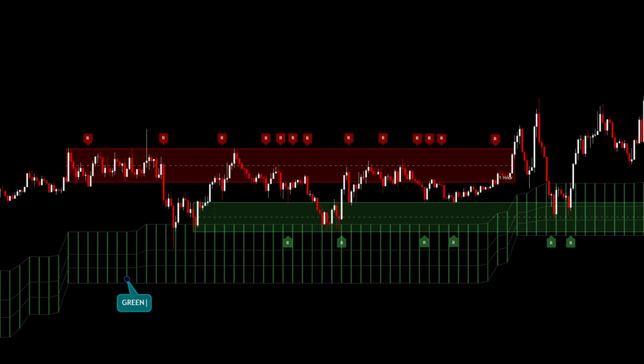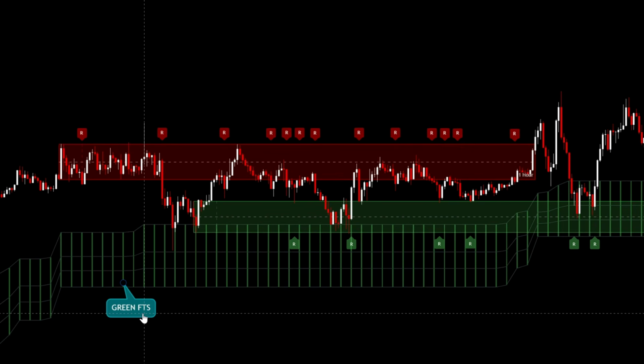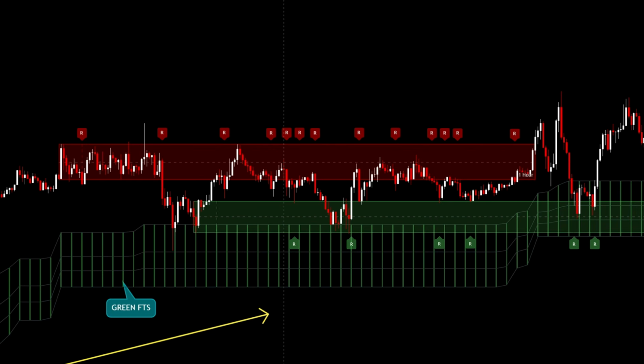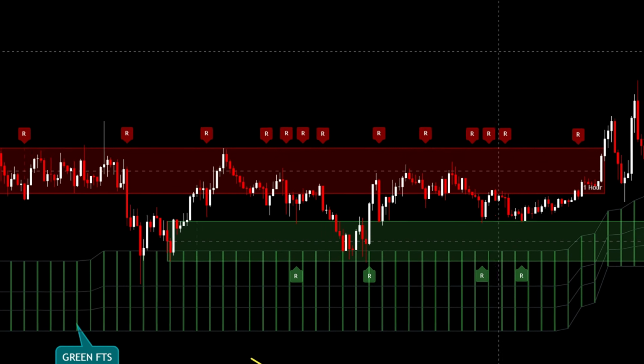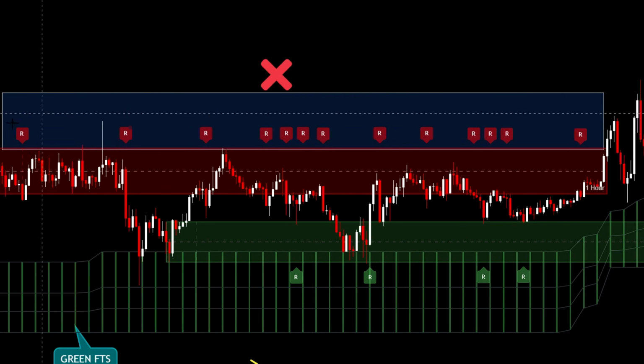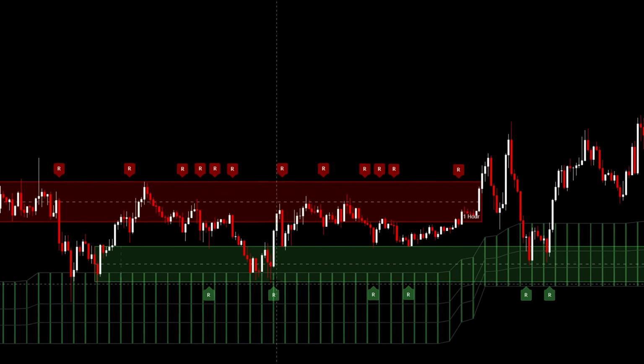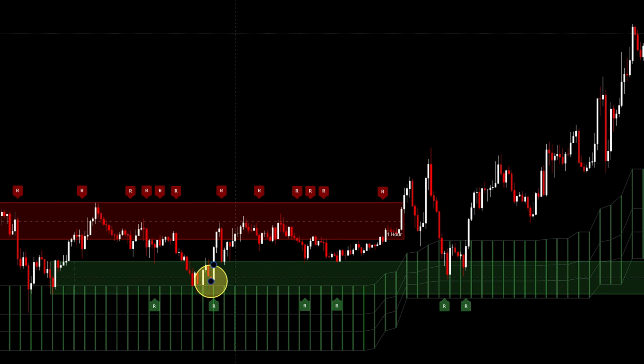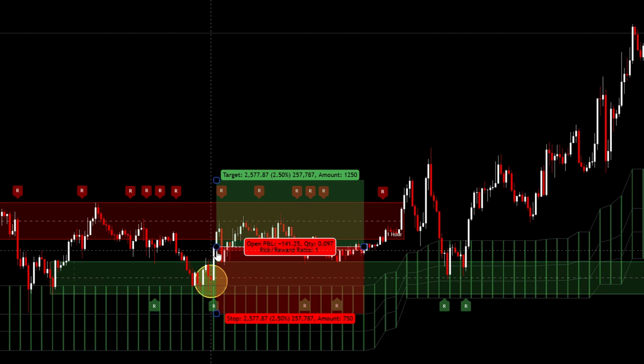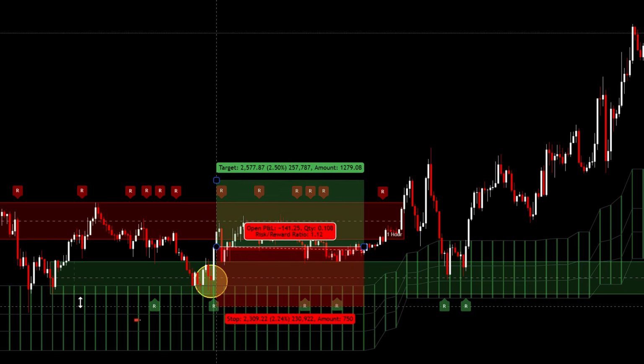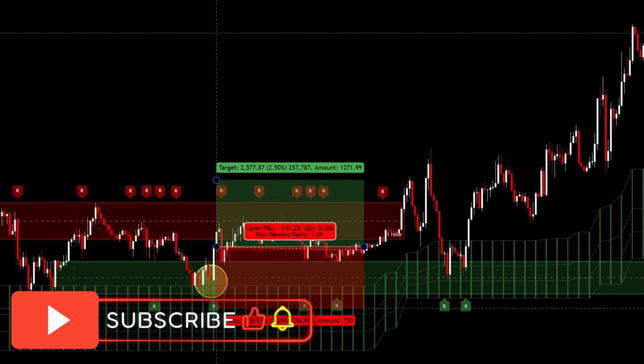Flip the logic for an uptrend. Green FTS band, price above. I ignore bearish retests from supply zones. I only focus on demand zones with bullish retests. Same risk rules: swing stop, double target, keep it consistent and easy to follow.